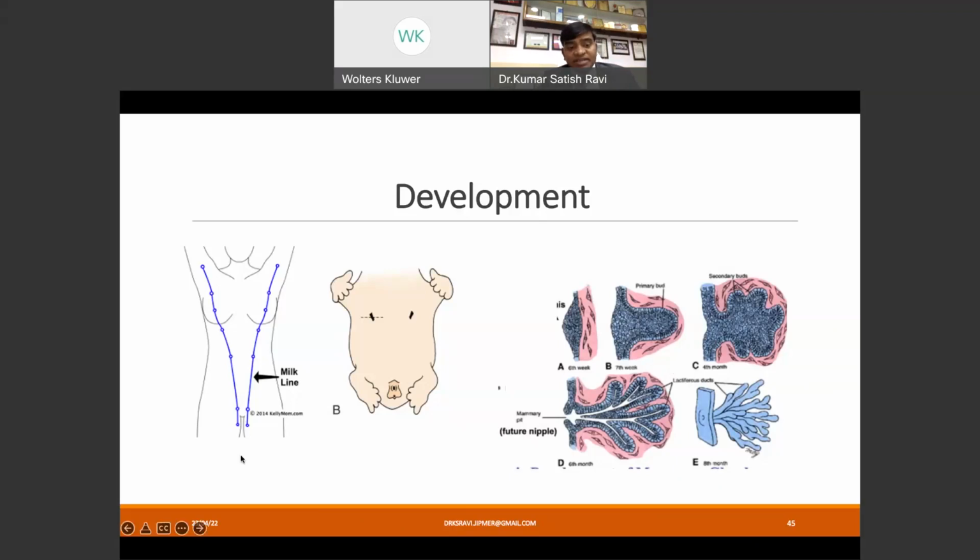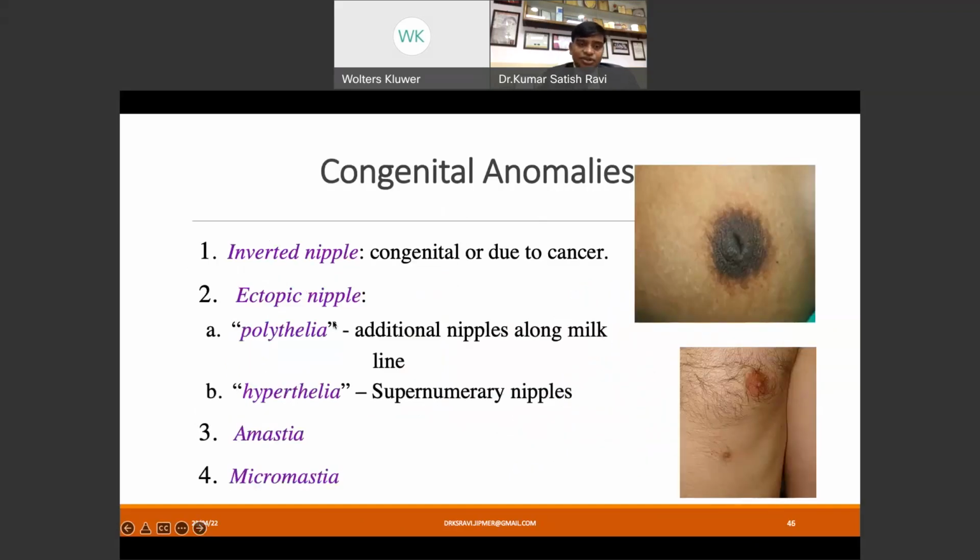Now there are certain birth defects, that is anomalies, also. In the diagram you can see that it may be because of a birth defect, or it may be due to cancer. Apart from that, there is the ectopic nipple, which we call polythelia, when there are additional nipples along the milk line, as you can appreciate in this diagram. When there are supernumerary nipples, we call it hyperthelia.